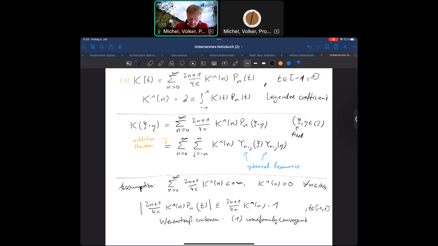Which has some mathematical consequences. One thing is that since it's uniformly convergent, not only have you clarified the convergence, so you can write it down pointwise, but it also implies that K is continuous. Okay.